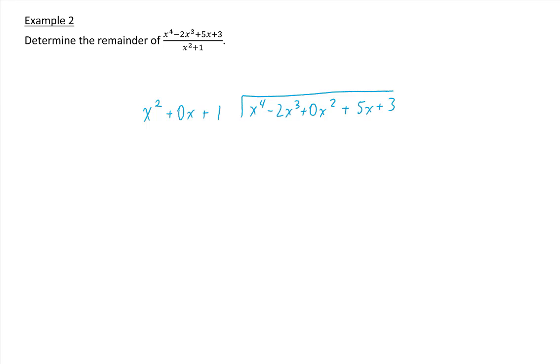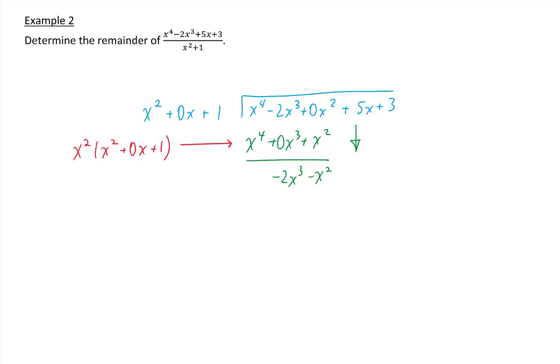So first of all, we need to get rid of the x to the exponent of 4. So I'm going to multiply the divisor by x squared. And that gives us an x to the 4 plus a 0x cubed plus an x squared. And then we're going to subtract, which leaves us with negative 2x cubed minus x squared.